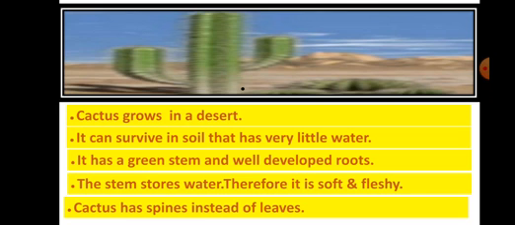Now next, cactus. See, desert area, desert plants. Cactus grows in a desert. Second point, it can survive in soil that has very little water, and it has a green stem and well developed roots. Fourth point, the stem stores water and therefore it is soft and fleshy. Cactus has spines instead of leaves. All these important features of cactus and all plants you have to note down in your mind and in your rough book also, and learn.